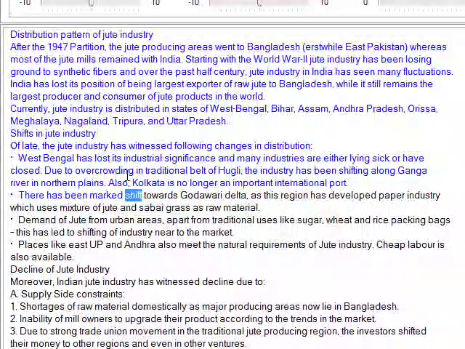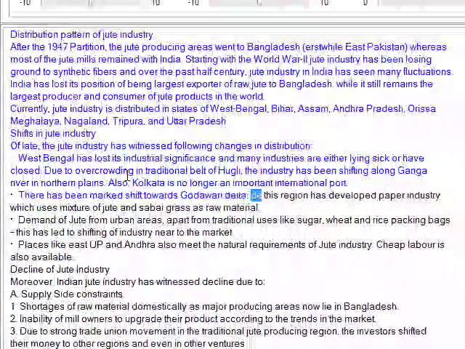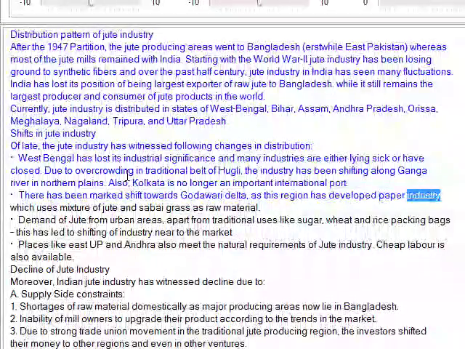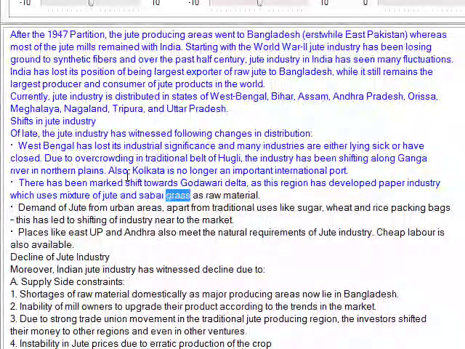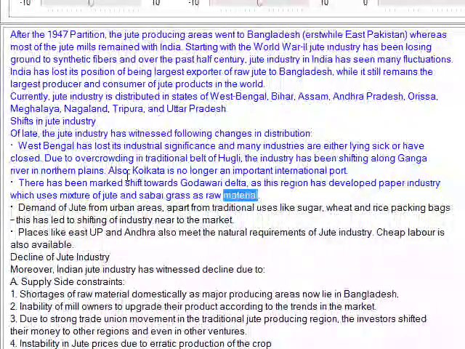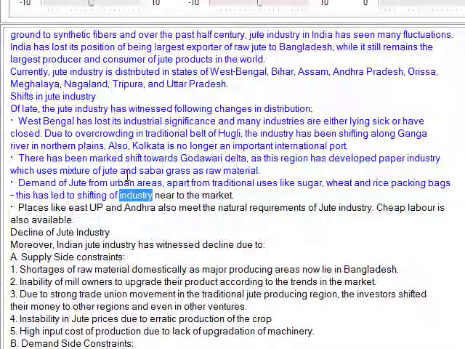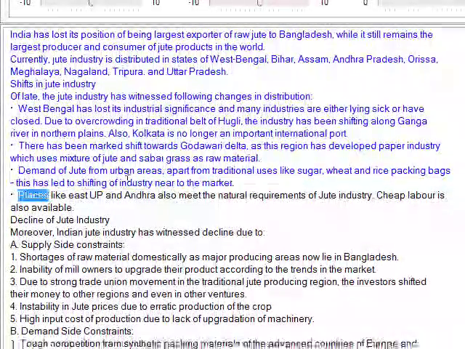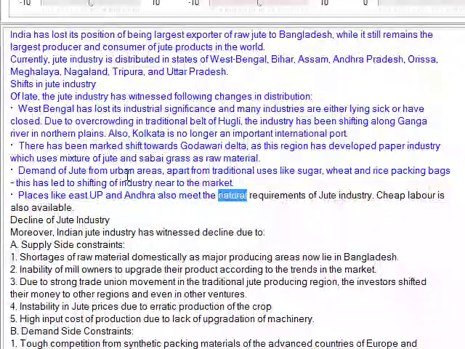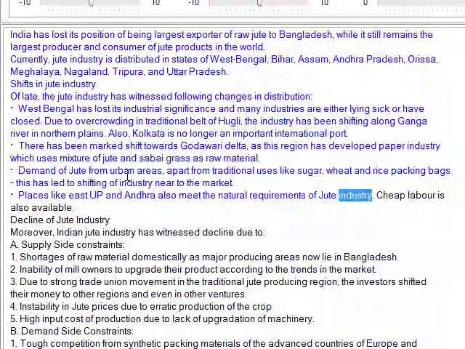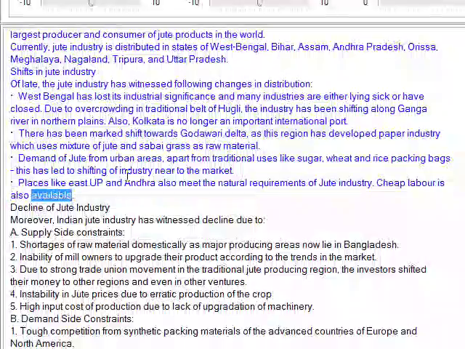There has been a marked shift towards the Godavari Delta, as this region has developed a paper industry which uses a mixture of jute and sabai grass as raw material. There is demand for jute from urban areas, apart from traditional uses like sugar, wheat and rice packing bags. This has led to shifting of the industry nearer to the market. Places like East Godavari and Andhra also meet the natural requirements of the jute industry. Cheap labor is also available.